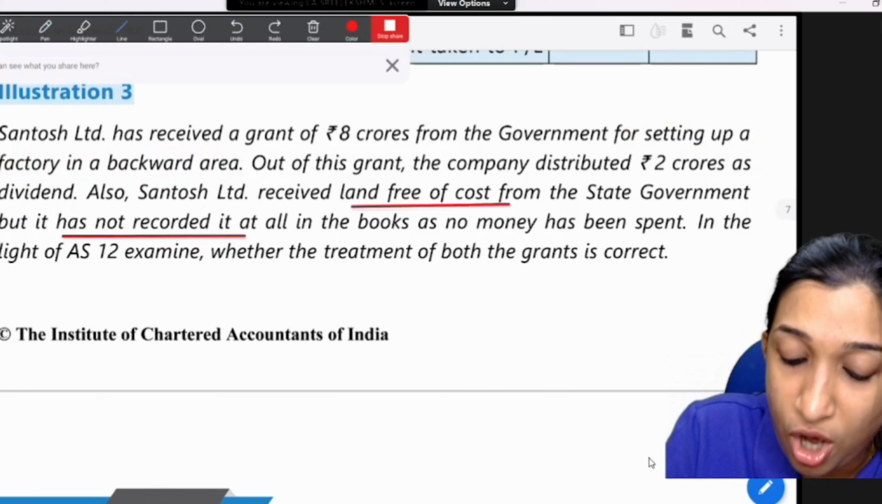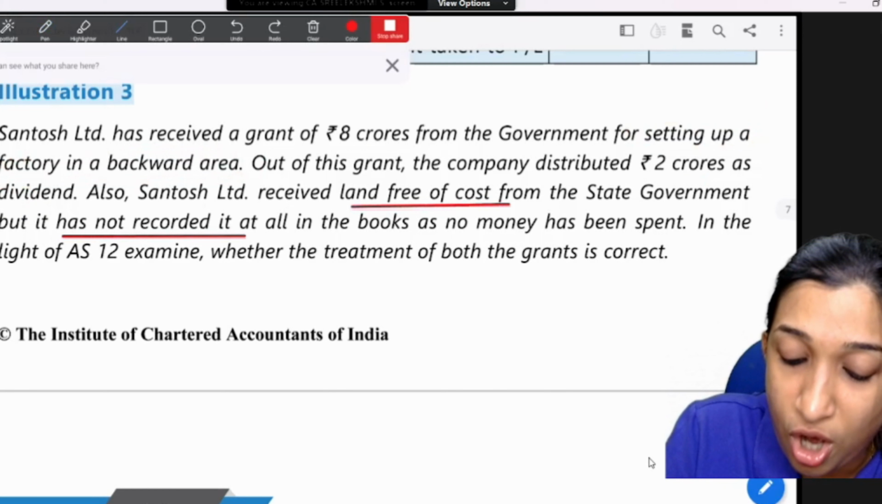The entity received cash. Or non-monetary grant, not cash, but some other form. You received grant in some other form, that is in the form of an asset. So, grant in cash, and grant in kind. Understood.